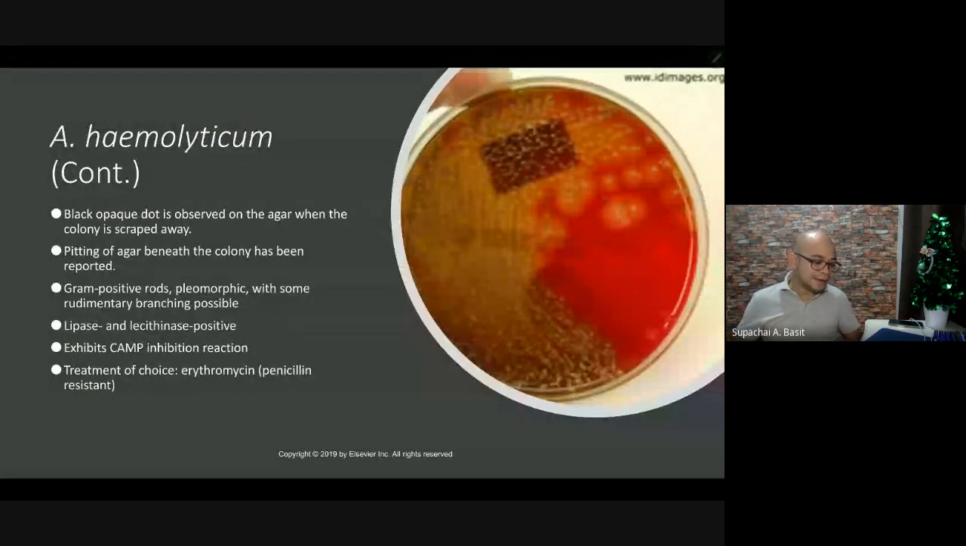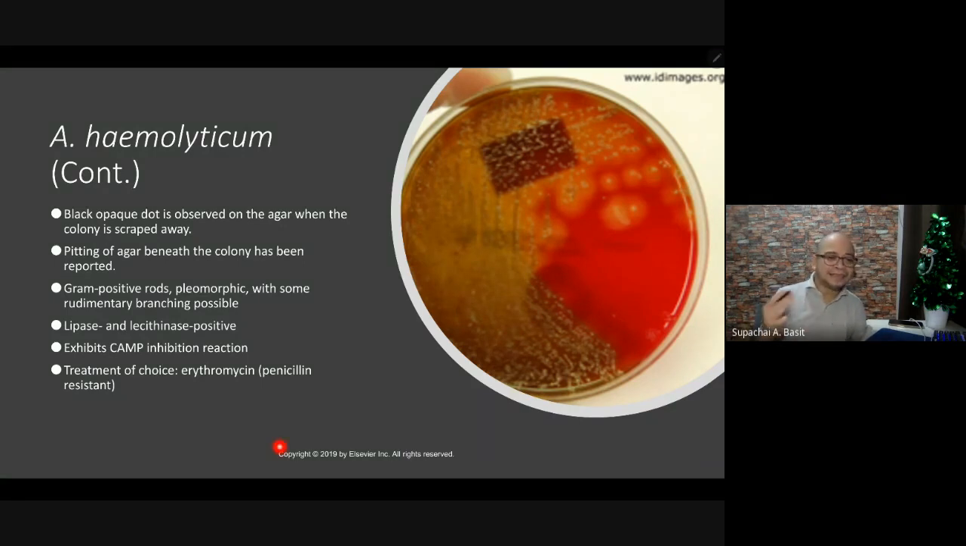So black opaque dots are actually observed when the colonies are scraped away. So when we take colonies on sheep's blood agar, there would be black opaque dots. Pitted agar beneath the colony has also been reported. Pitted means that there's a hole. Gram-positive rod, pleomorphic, with sometimes rudimentary branching.